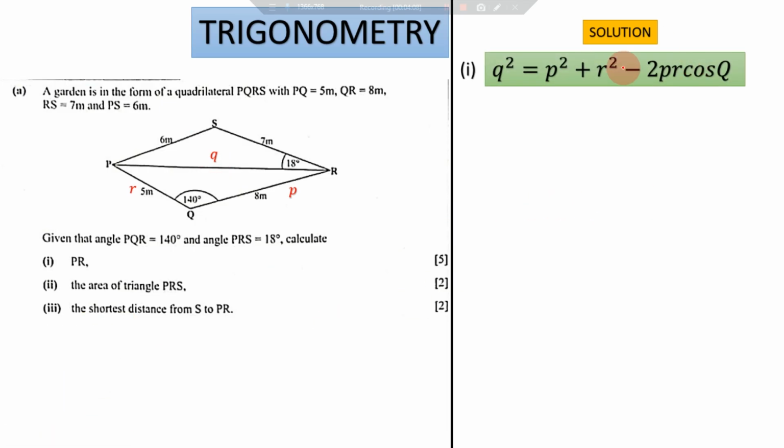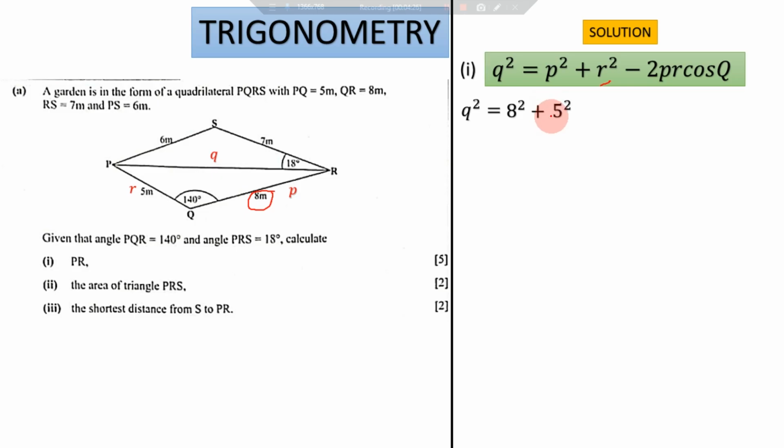So this is our formula here. Next, let us pick the values. Q squared, we don't have anything, that is what we are finding. So Q squared. Then the value for P, small letter p, is what? 8. So 8 squared. And the value for R is 5 meters.